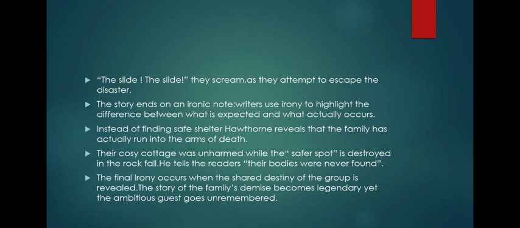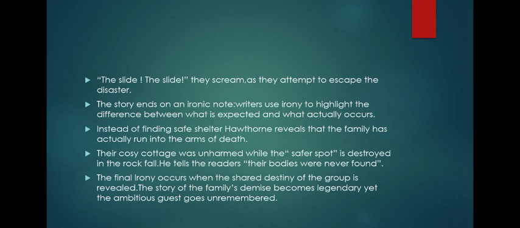The final irony occurs when the shared destiny. Now let's see the irony of the lesson. The final irony occurs when the shared destiny of the group is revealed. Here we come to know the plans, the ambition that they had, but the fate that they had to meet in the end. Okay, now their destiny is shared and revealed.